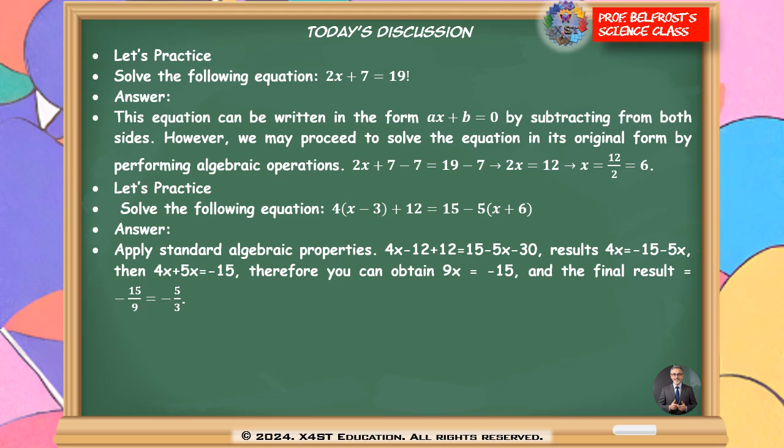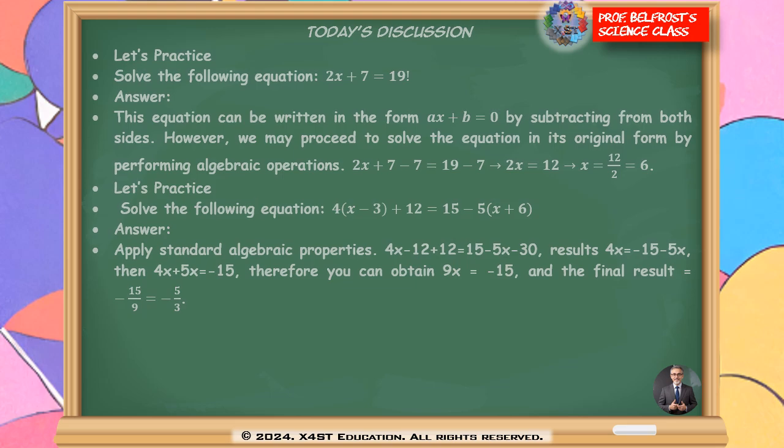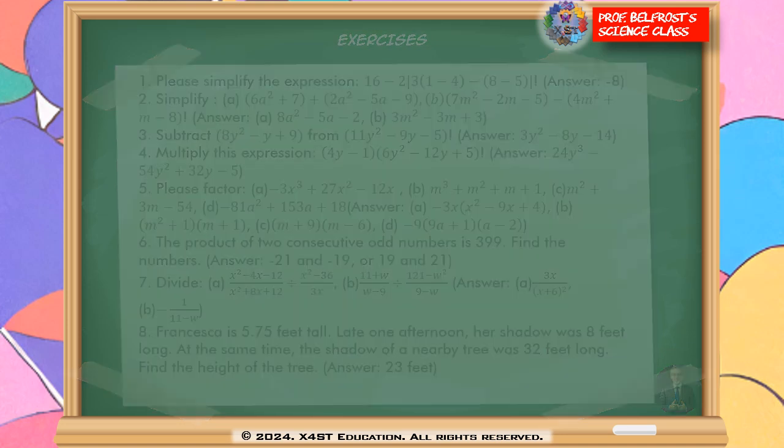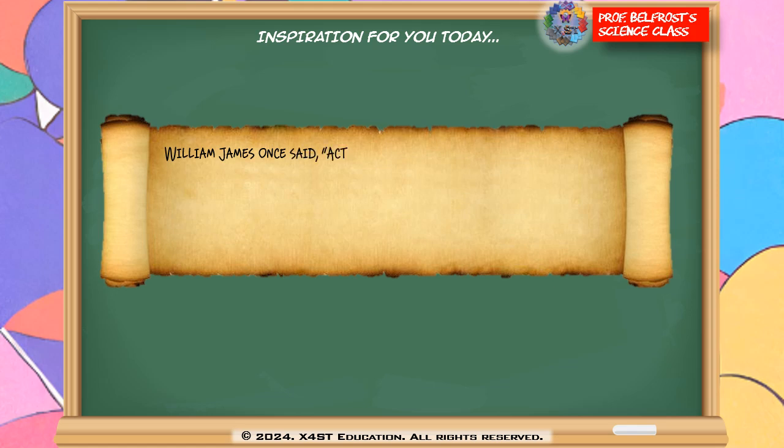Now solve the following equation: 4 times the quantity x minus 3, plus 12, equals 15 minus 5 times the quantity x plus 6. First you need to apply the distributive property. After that, just simplify. It results in 9x equals -50. So the final result is x equals -50 over 9.